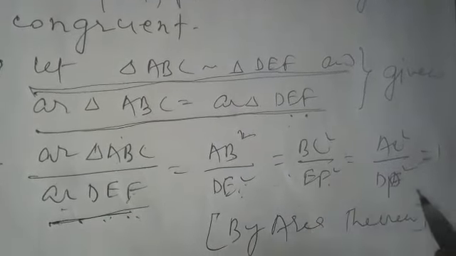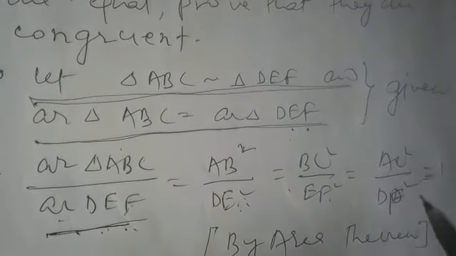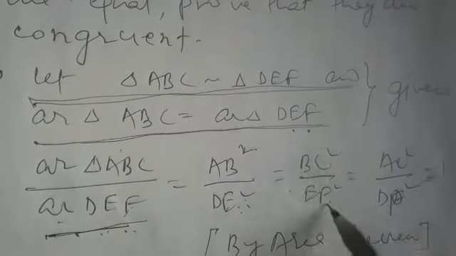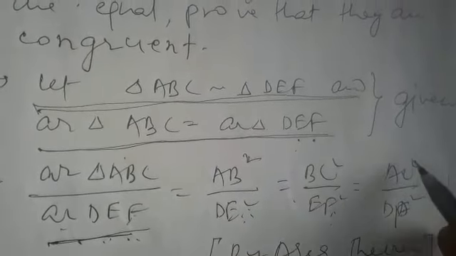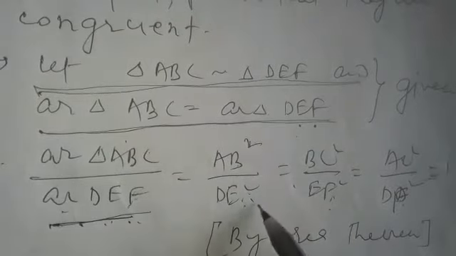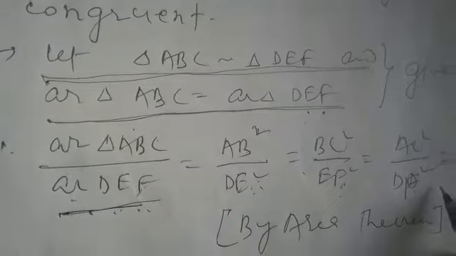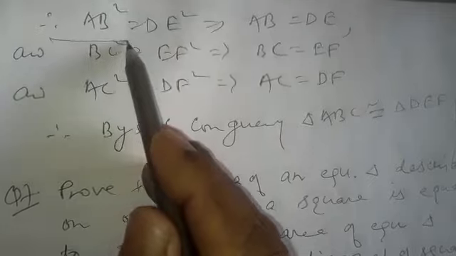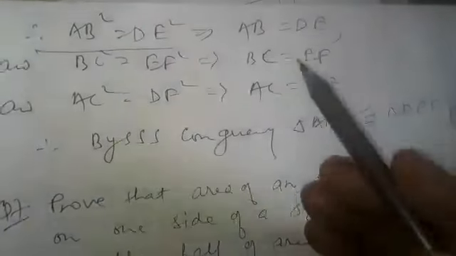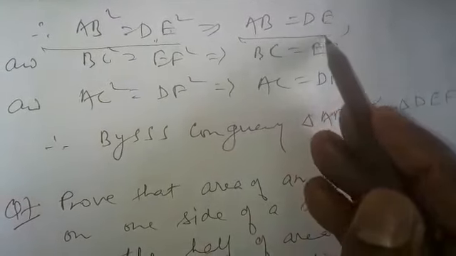Now what do we see? That AB square by DC square is equal to 1, BC square by EF square is also equal to 1, and AC square by DF square is also equal to 1, which means that the ratio of squares of each side is equal to 1. Now on the basis of that, we can say that AB square is equal to DE square, and by taking the square root of both sides, we can say that AB is equal to DE.